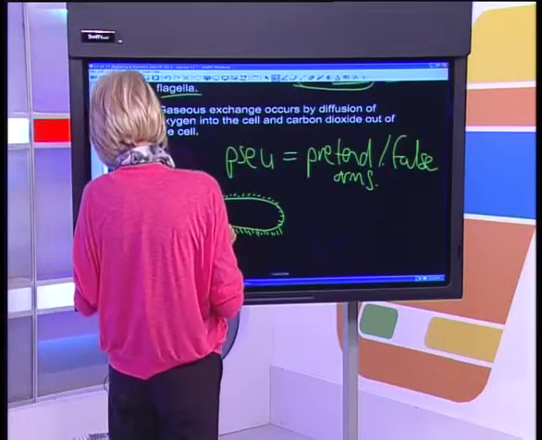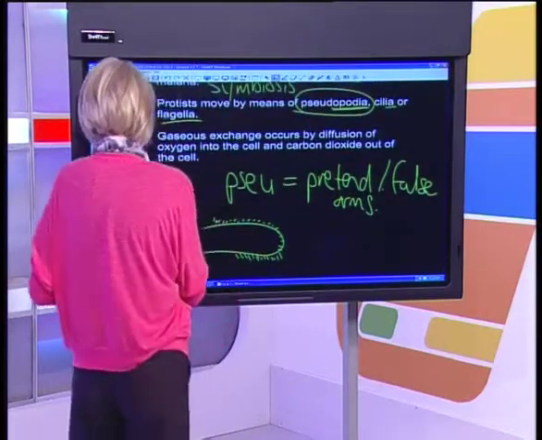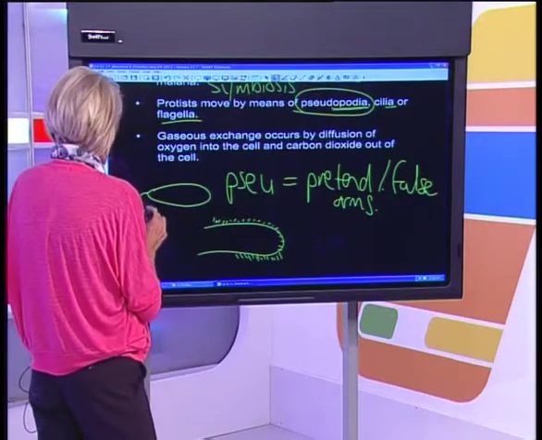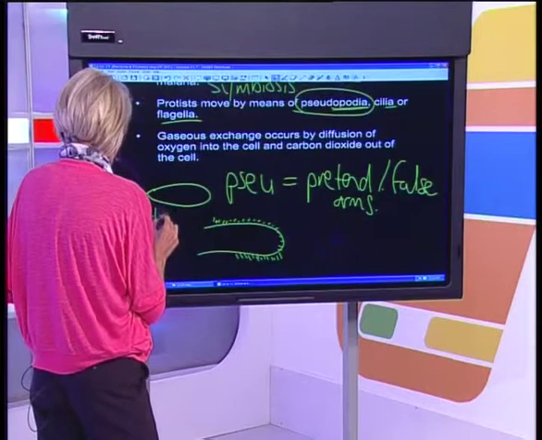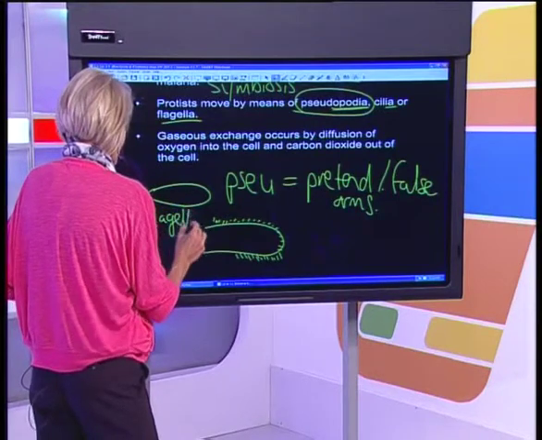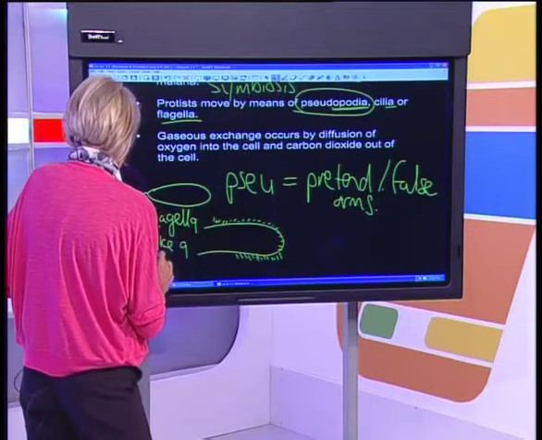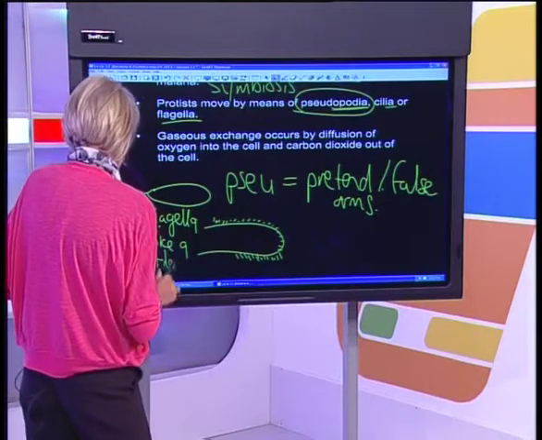And then our last one was a flagella. So if we've got our little, we had these in the bacteria as well. A flagella is like a tail. Right. A tail.